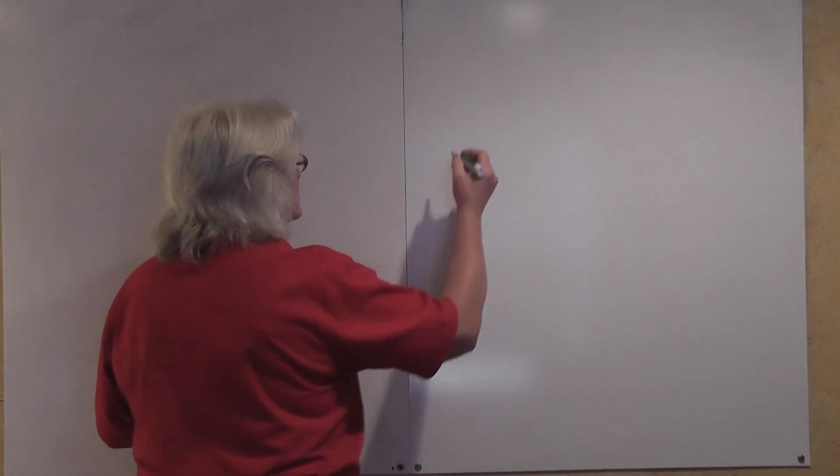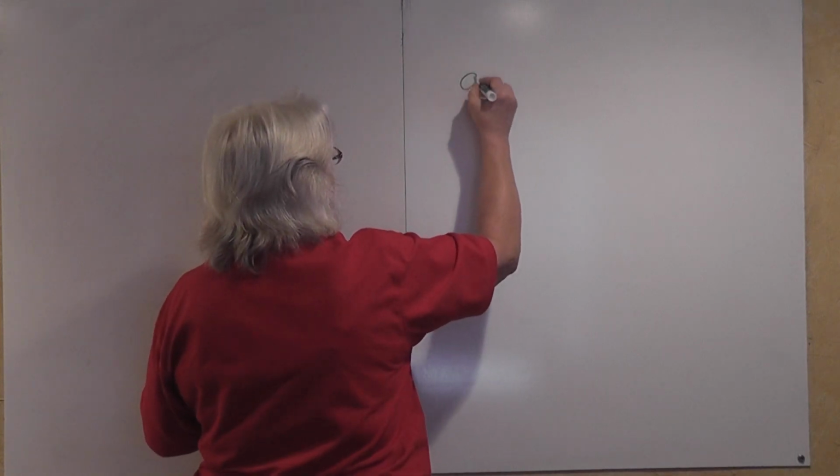Now, if you're tracking with me, I am using as my text Algebra 1 for Christian Schools. It's published by Bob Jones University Press. I'm using the second edition. I'm in Chapter 9, Section 9.5. It's called Factoring Trinomials of the form ax squared plus bx plus c.